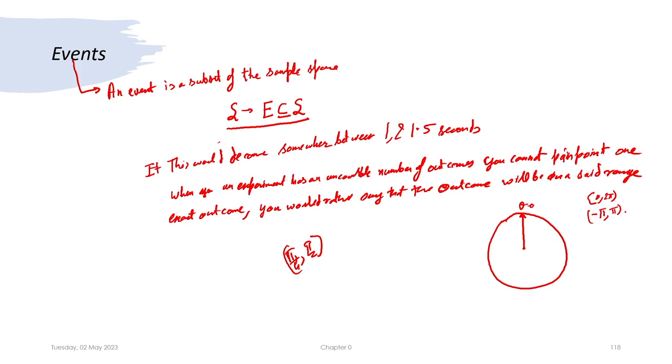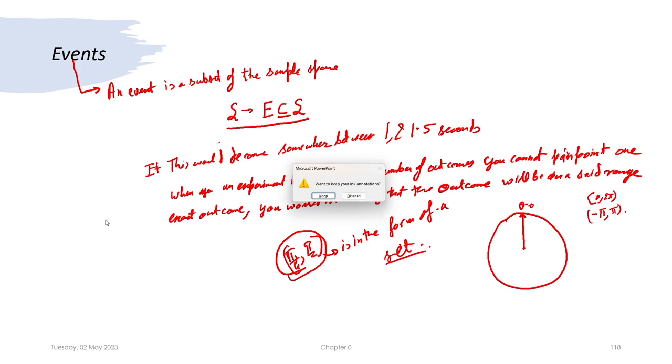You will have to give it a range, and this range is in the form of a set. Because of that, when we talk about discrete sample spaces, we can write events as subsets of the sample space. When we talk about continuous sample spaces, we can also write events as subsets of the sample space. So that way, we can call events subsets of the sample space.